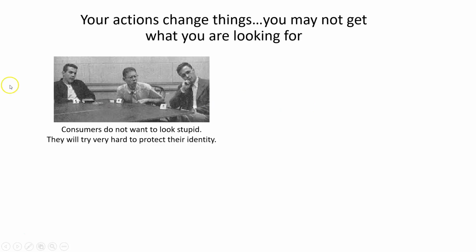So this picture is from a famous study by Solomon Asch, and what they did was they studied conformity. They had a group come in, and they would make selections like what line matches a sample line. Little did one person know, all the other people in the room were in on the experiment. They chose right at first, but then they switched to voting for the wrong answer right in the middle. These and other studies find people don't like to look stupid and try very hard to protect their identity, so you got to account for that.